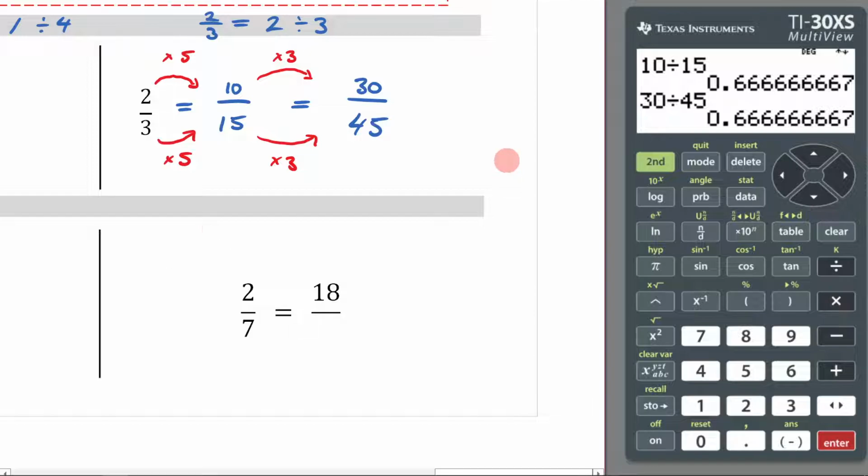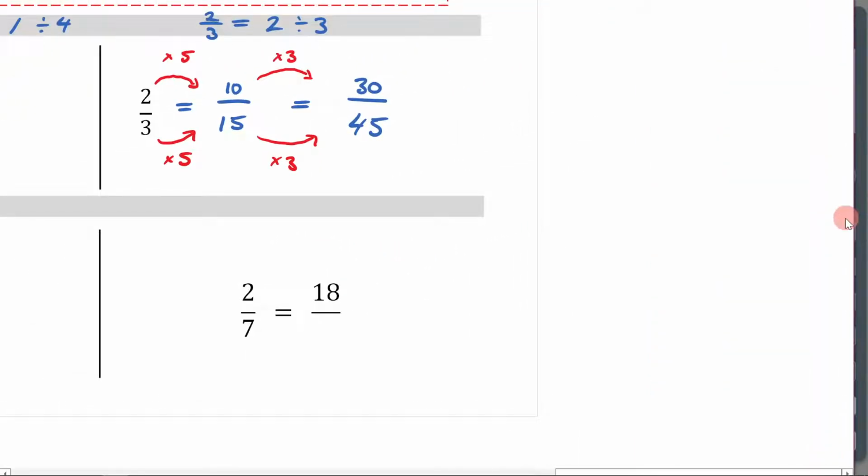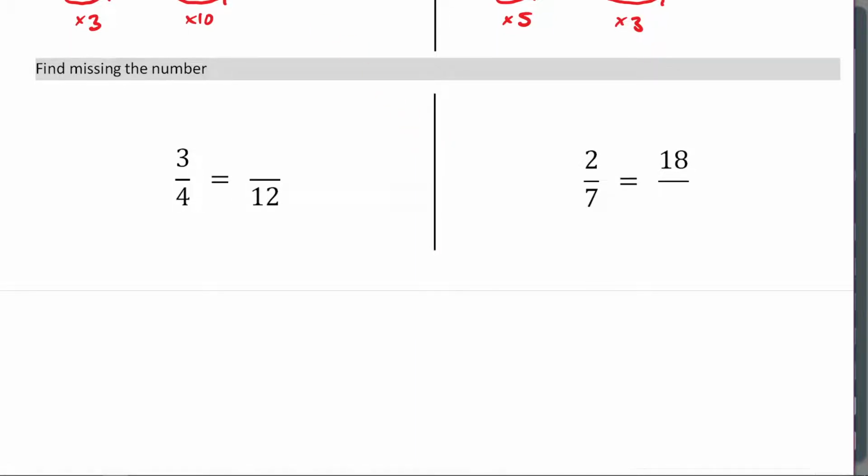All right, let's keep on going and let's now go through this one. Here it says find the missing number. So what you have to do is ask yourself, how do I go from 4 to 12? Well, obviously I'm timesing it by 3. Whatever you're doing to the bottom, you must do to the top. So I'm timesing this by 3. 3 3s are 9, so this has to have a 9 there.